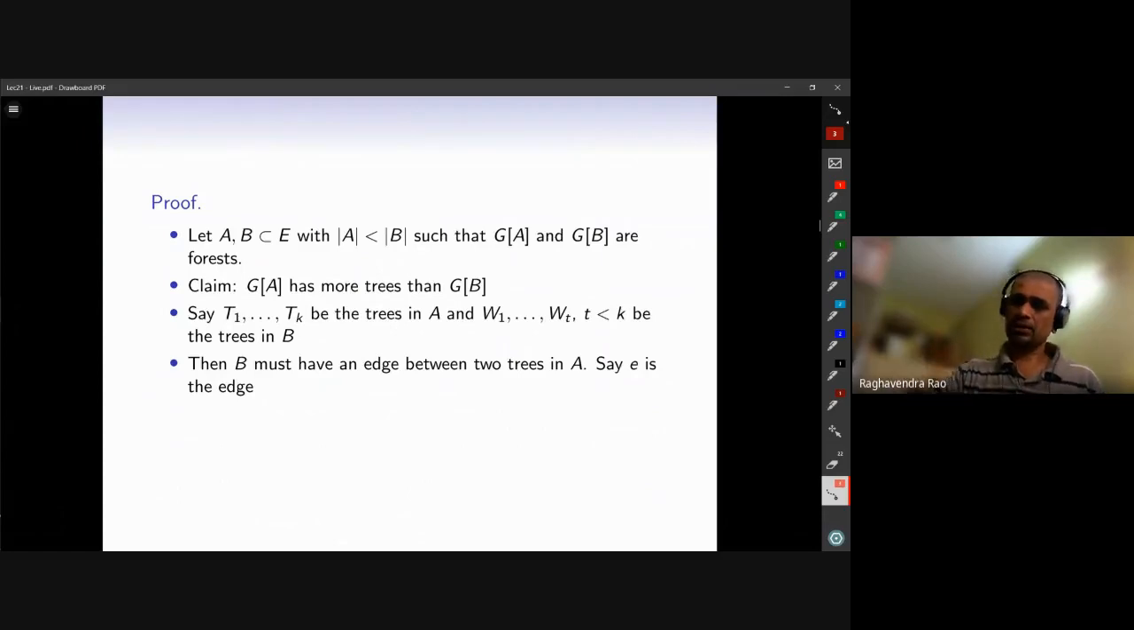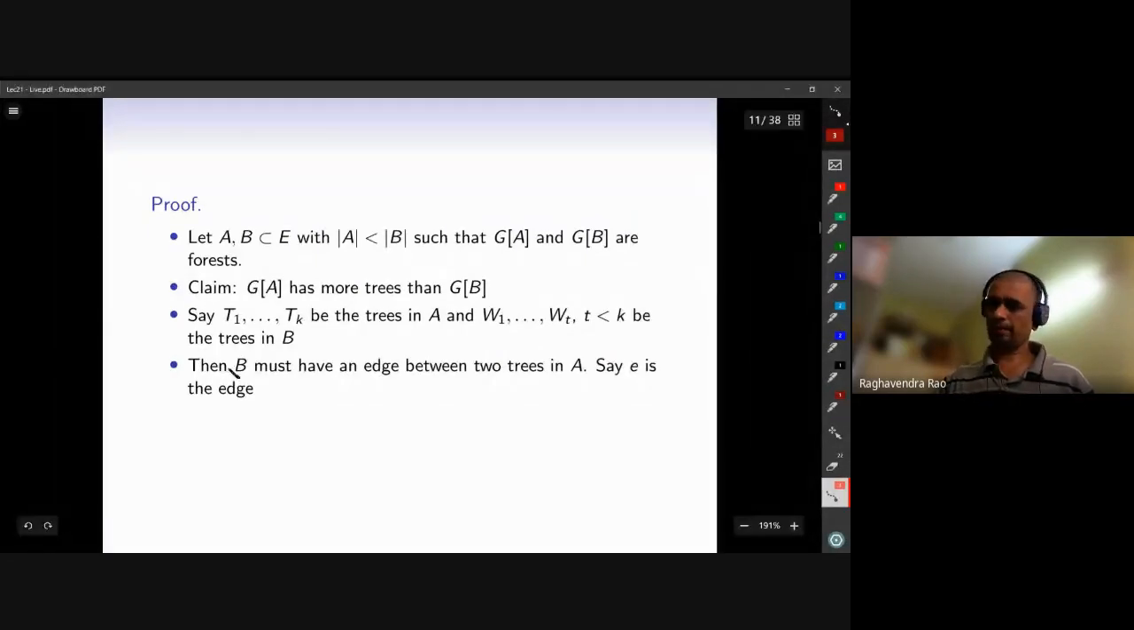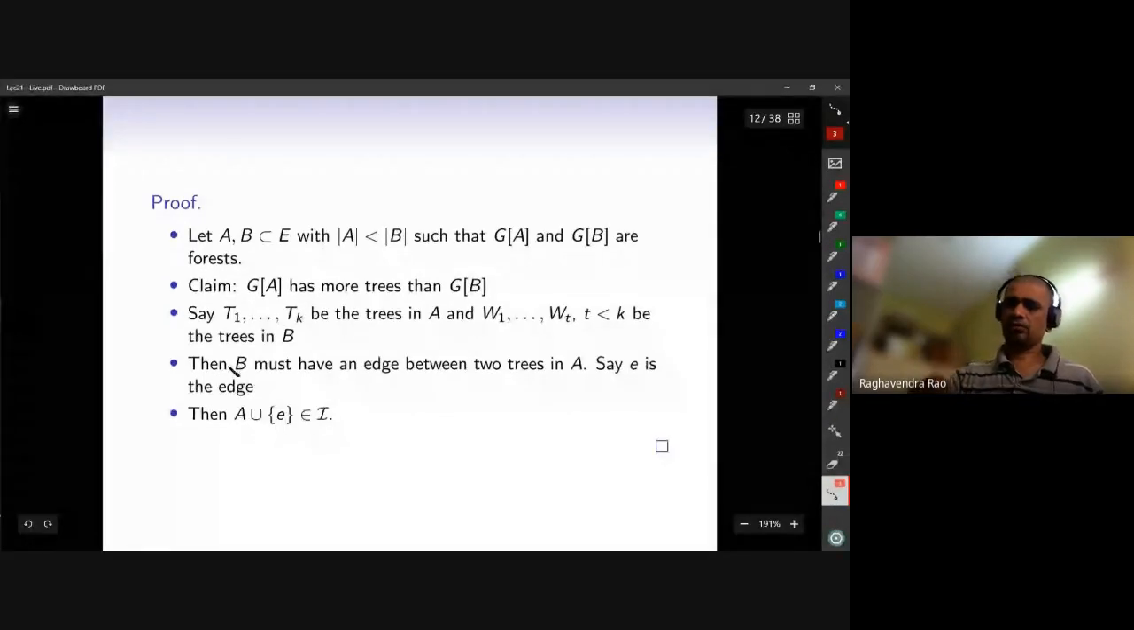So this is the argument that I said. Let T1 to Tk be the trees in A, and W1 to Wl be the trees in B. Then B must have an edge between two trees in A. Say e is the edge. So this is the statement.